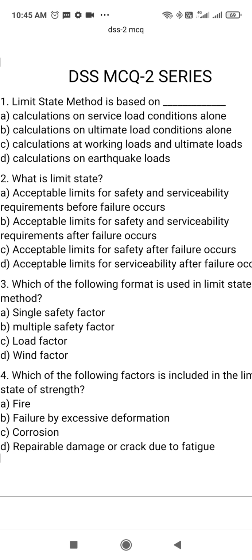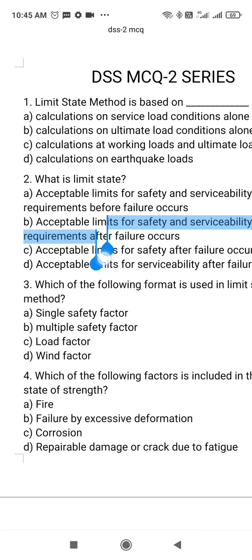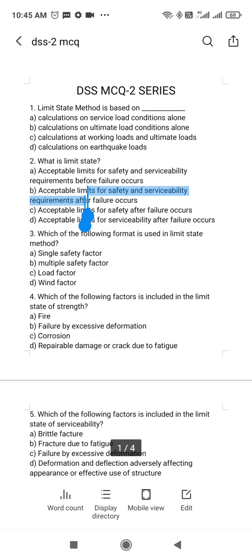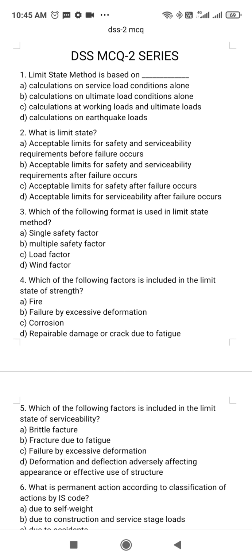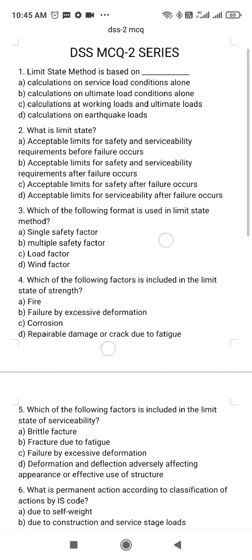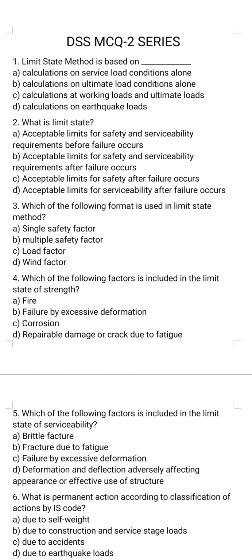Okay, so question number 2, what is limit state? Option number 1, acceptable limits for safety and serviceability requirements before failure occurs; acceptable limits for safety and serviceability requirements after failure occurs; acceptable limits for safety and failure occurs; acceptable limits for serviceability after failure occurs. The first question is limit state method is based upon what, and the second question is, what is limit state?